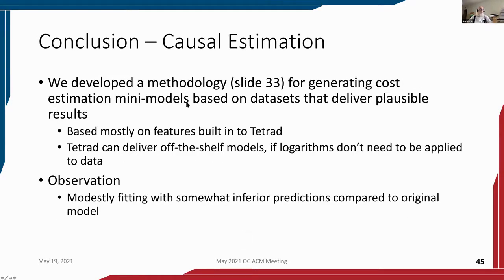So on causal estimation, we developed a methodology for generating mini models based on data sets that deliver plausible results, based mostly on features built into Tetrad. And if you need a logarithm, apply logarithms to your data set, then Tetrad can deliver a completely off-the-shelf model. Our observation is that it's modestly fitting, with not as good predictions compared to the original model. If you look at the full COCOMO II estimating model, that actually does give better predictions in general.